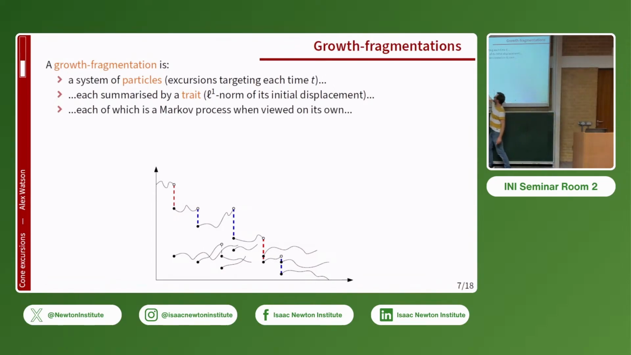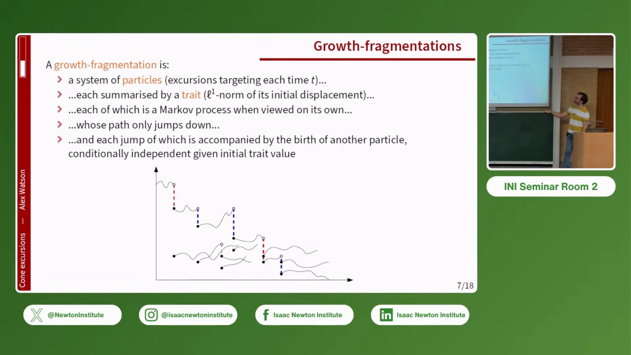So if you look at this one, for example, this was ZTA, right? So this thing is going to be a Markov process in its marginal law with only downward jumps. That's okay. Those downward jumps are cutting out of other excursions. And every jump is accompanied by the birth of another particle, which is independent of its parent and of the other child, conditional on the initial value of the trait.